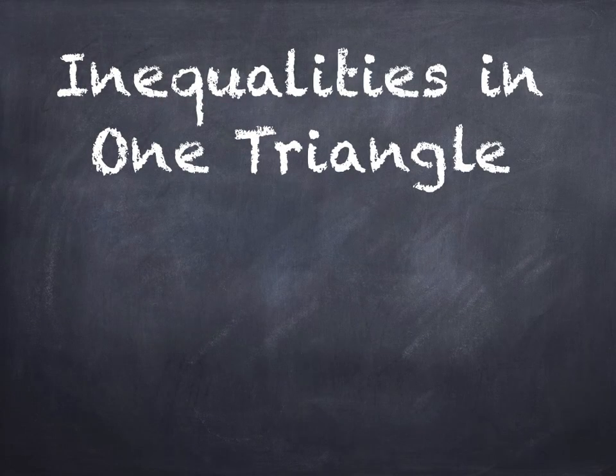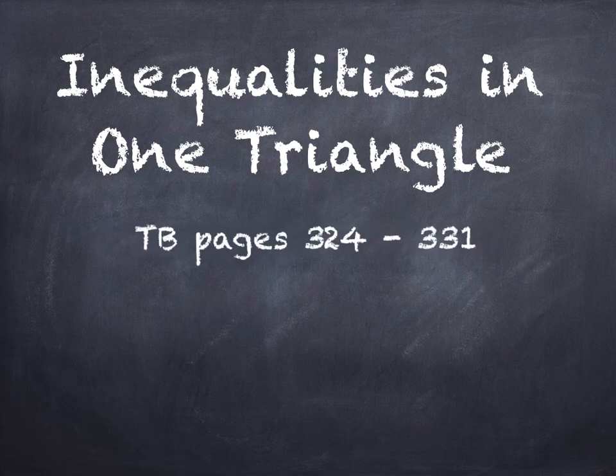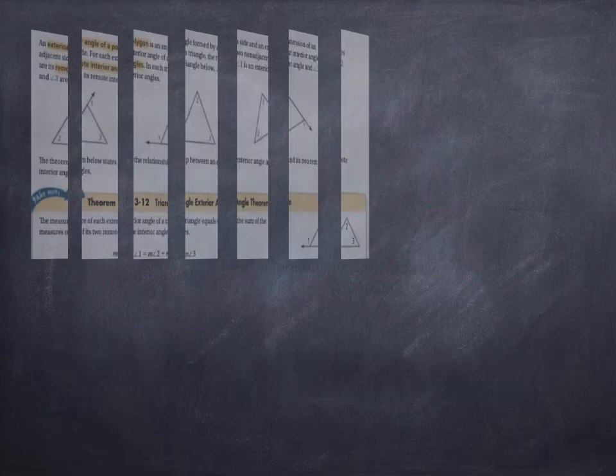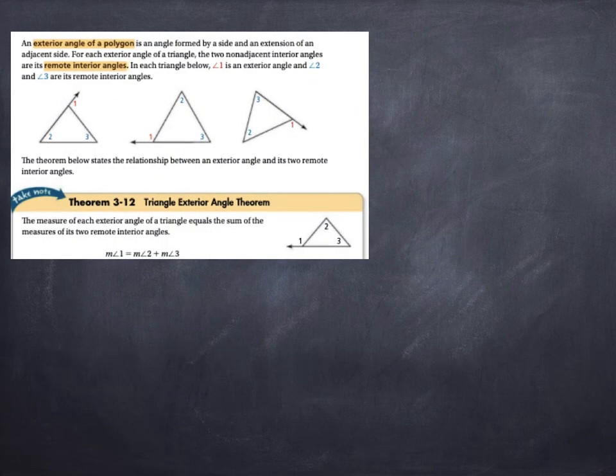Our lesson for today is about inequalities in one triangle, textbook pages 324 until 331. The objective of this lesson is to use inequalities involving angles and sides of triangles. In this lesson, we need to recall the concept we learned from the past lesson about exterior angles of a triangle. In this figure, angle 1 is the exterior angle since it is an angle formed by the extension of one side of that triangle.